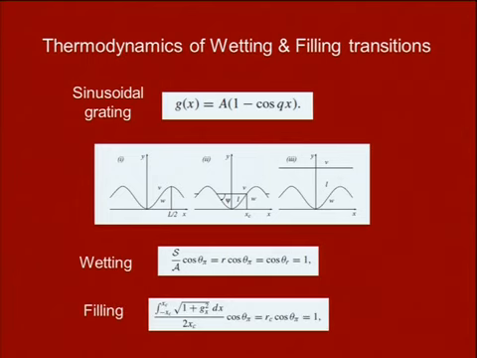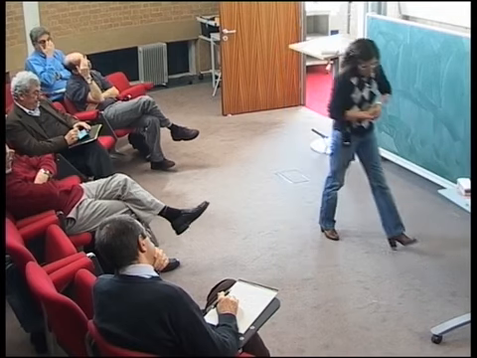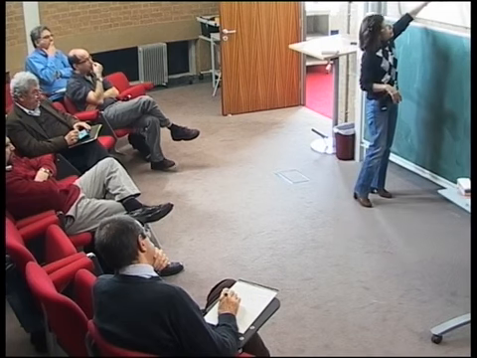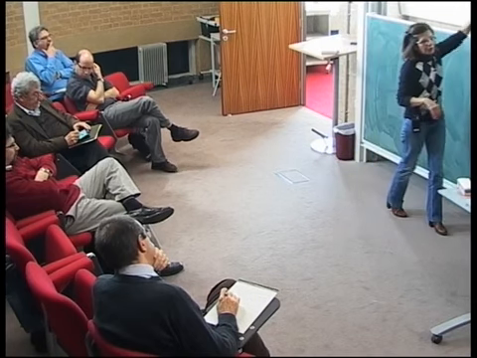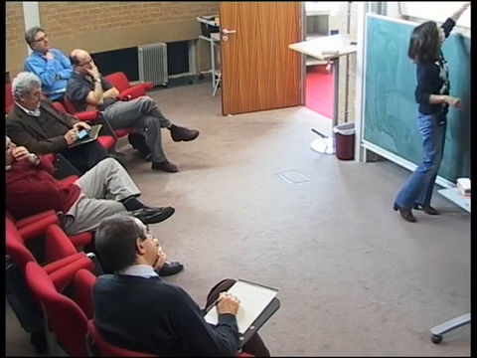Filling is a little bit more subtle, and a little bit more complicated. I'm not going to go through it in detail. There are quite a few recent papers on the subject. But now, if you describe this as a sinusoid, g of x is really the profile of the structure. And you can find filling as a transition when you satisfy this equation. There is a derivative of the profile. And basically it's the same, it's just trying to calculate the excess area.